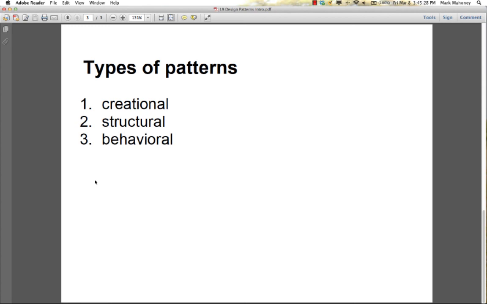Then we have structural patterns. These help you compose objects into larger groups. So some examples would be the composite pattern, the strategy pattern, the visitor pattern. And then we have behavioral patterns. These help you define communication between objects in your system and how the flow is controlled. So we'll talk about observer, proxy, decorator, state. These are all behavioral patterns.